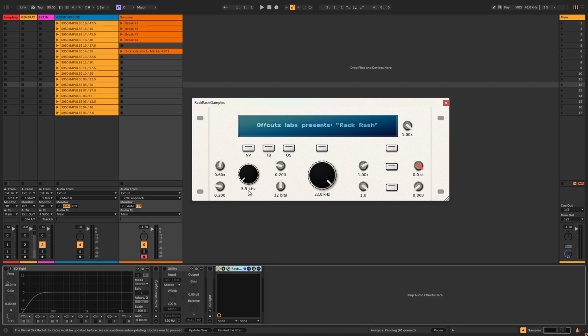Next section over here, we've got a resampler, obviously. That's a sample rate reduction. We've got several modes of reduction. Initially I meant to do it continuous, but for some reason I ended up using discrete steps instead. So you've got host rate, then you've got 32, 22, 11, 8.5, 5.5 kilohertz.